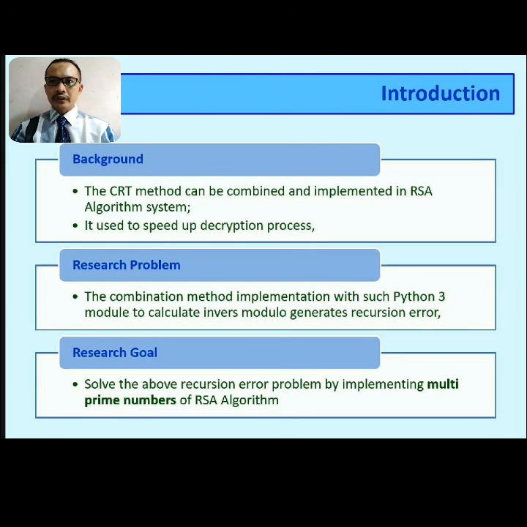for some sizes of prime numbers, in bits of course, we get a problem. The modulo generates a recursion error, and we cannot implement the calculation of our algorithm. So our research goal is to solve the above recursion error by implementing multi-prime numbers in an RSA algorithm.